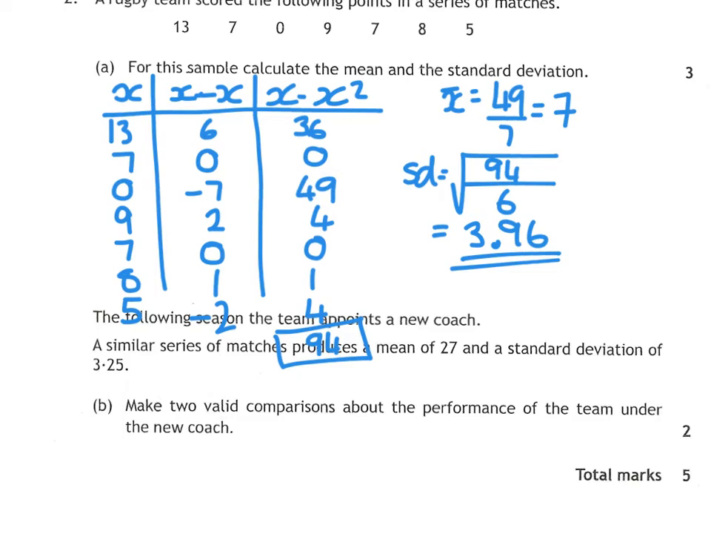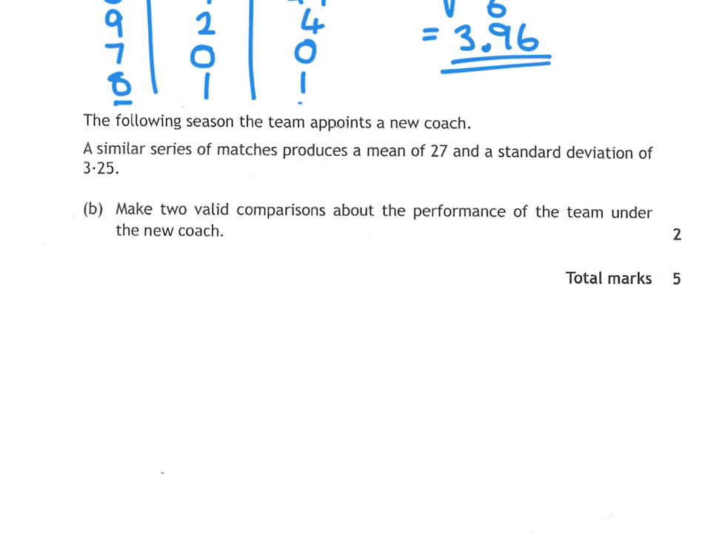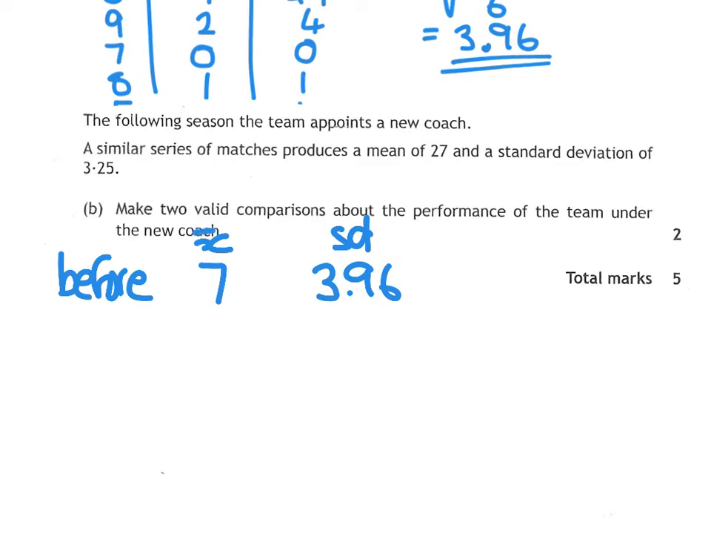Okay, so apologies, I need to rub out a wee bit here so I can read the rest of this. So the following season, the team appoints a new coach. A similar series of matches produces a mean of 27 and a standard deviation of 3.25. What I always like to do is write a wee bit of information out before I compare it. So before, the mean was 7 and the standard deviation was 3.96. After the new coach, my mean is now 27, so you can see that's jumped, and my new standard deviation is 3.25. Make 2 comparisons about the performance of the team under the new coach.